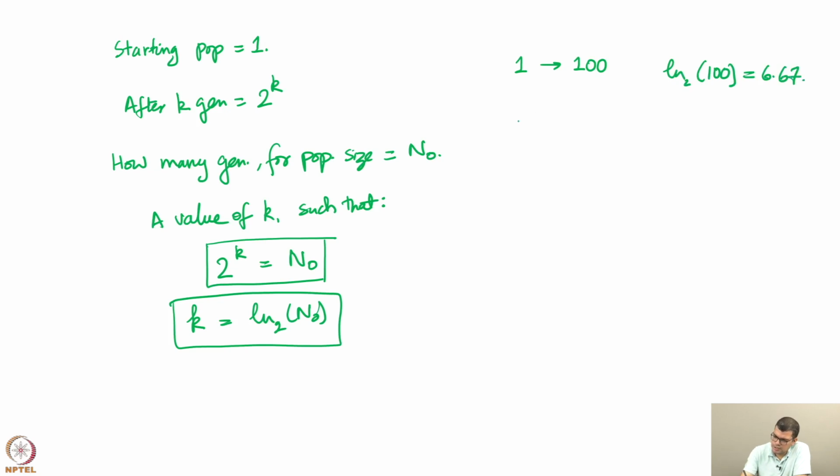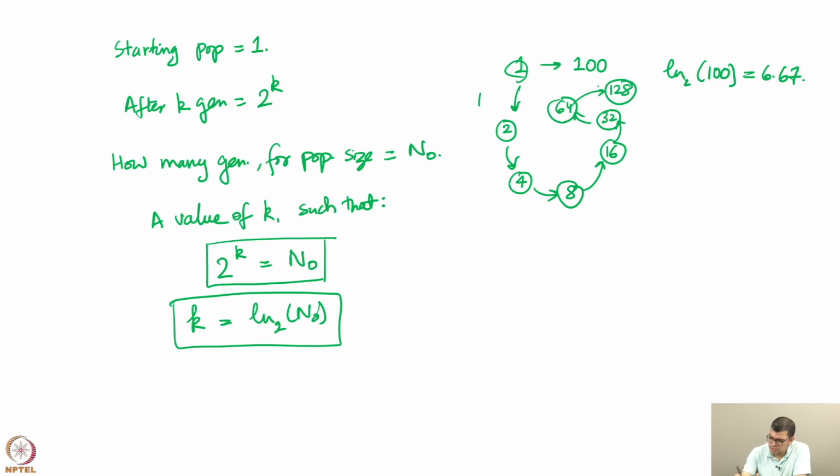Another way to think about this is, after one generation, this one individual will divide and the population size will be 2. So, that is one generation. After another generation, the population size will be 4. After 3, it will be 8. After 4, these 8 divide, so it will be 16. After 5, these 16 divide, so it will be 32. After 6, these 32 divide, so it will be 64. And after 7 generations, these 64 divide to 128.